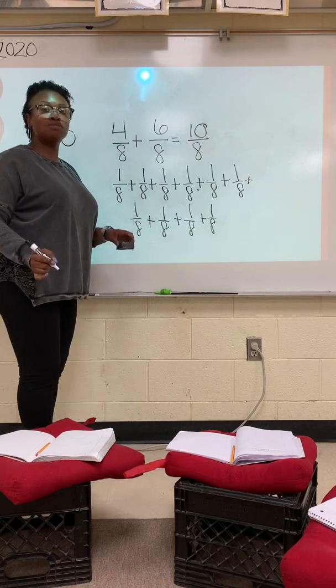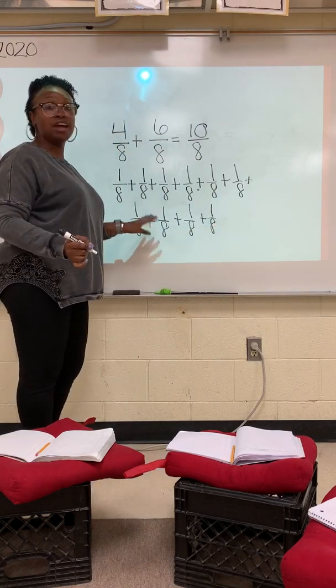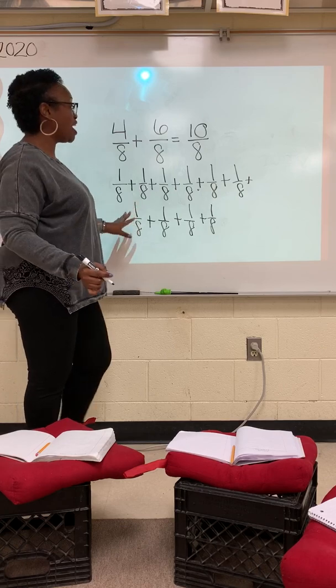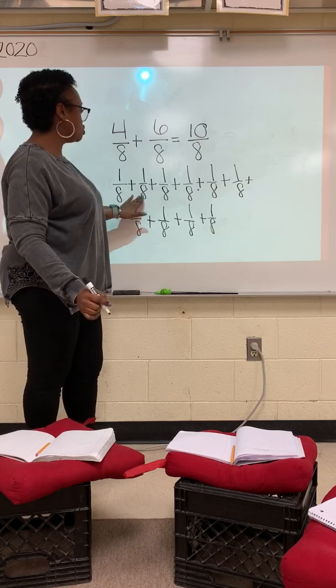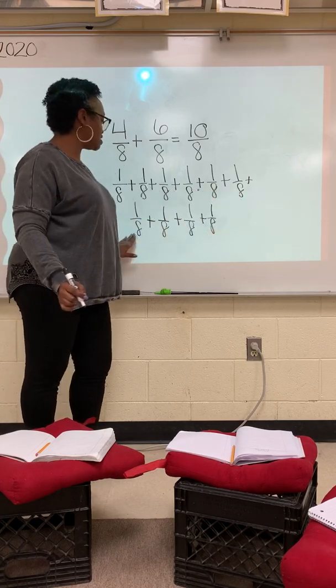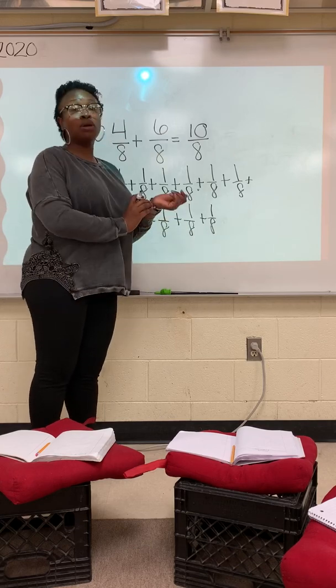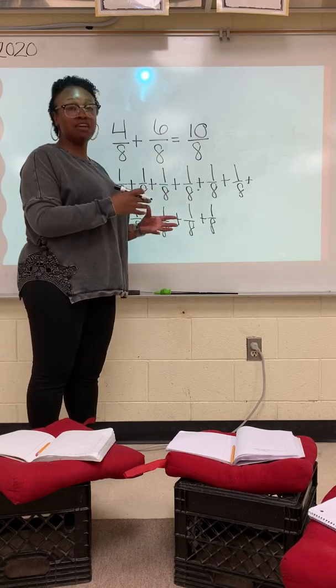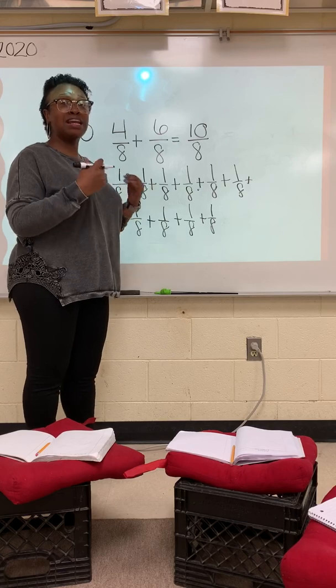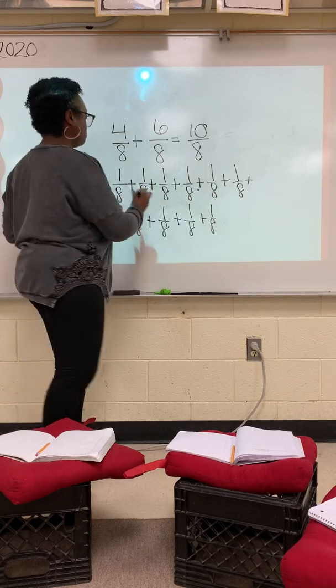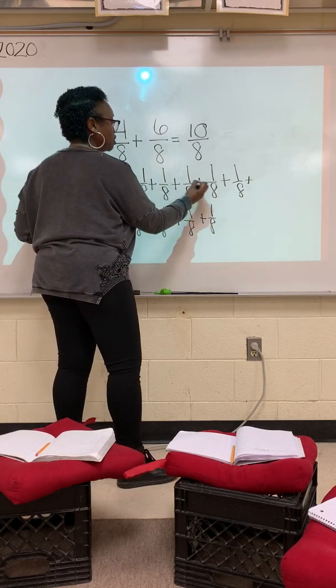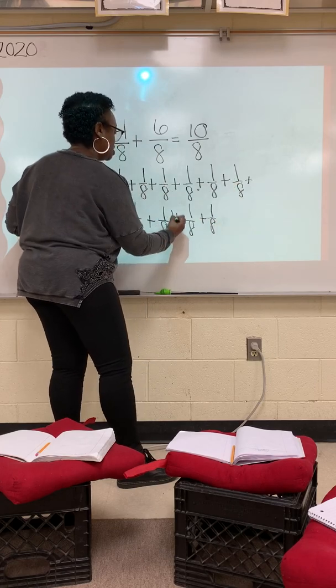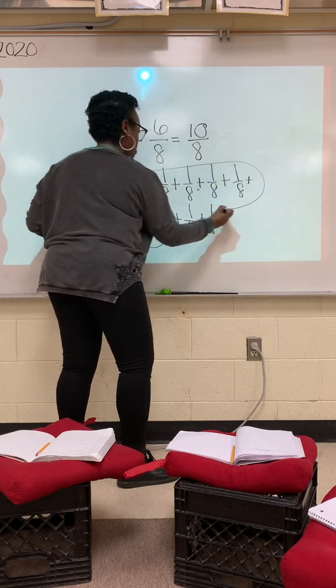And before I go to my next step, I always want to make sure that I have decomposed it the correct way. So I should have 10 1/8. 1, 2, 3, 4, 5, 6, 7, 8, 9, 10. Now what I'm going to do is I'm going to say how many eighths do I need to make a whole? And I need 8 eighths to make a whole. So here's 1, 2, 3, 4, 5, 6, 7, 8. So here's one whole that I have.